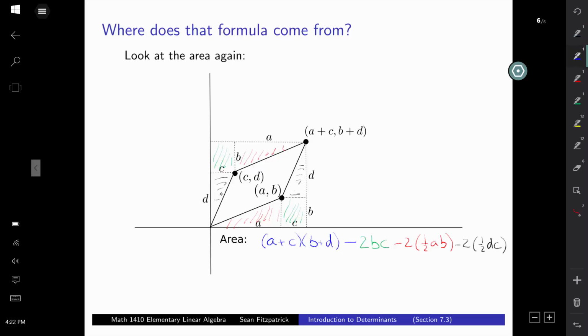And if you work everything out, AB plus AD plus BC plus CD minus 2BC minus AB minus CD. CD cancels CD, AB cancels AB. BC minus 2BC gives me minus BC, and I do get AD minus BC. So there's the connection to area, and we'll go on from here. In the next video we'll calculate 3 by 3 determinants, and actually we'll see that 3 by 3 determinants are related to volume.